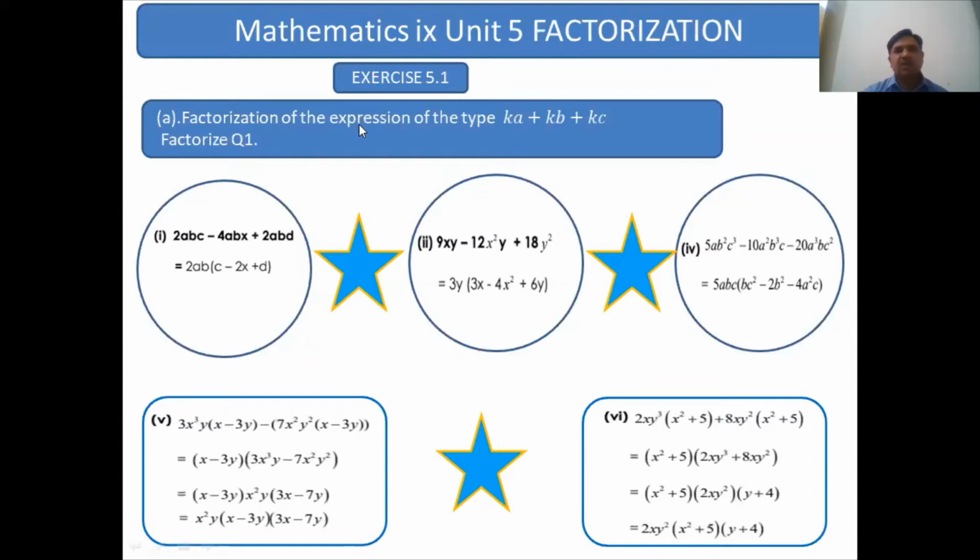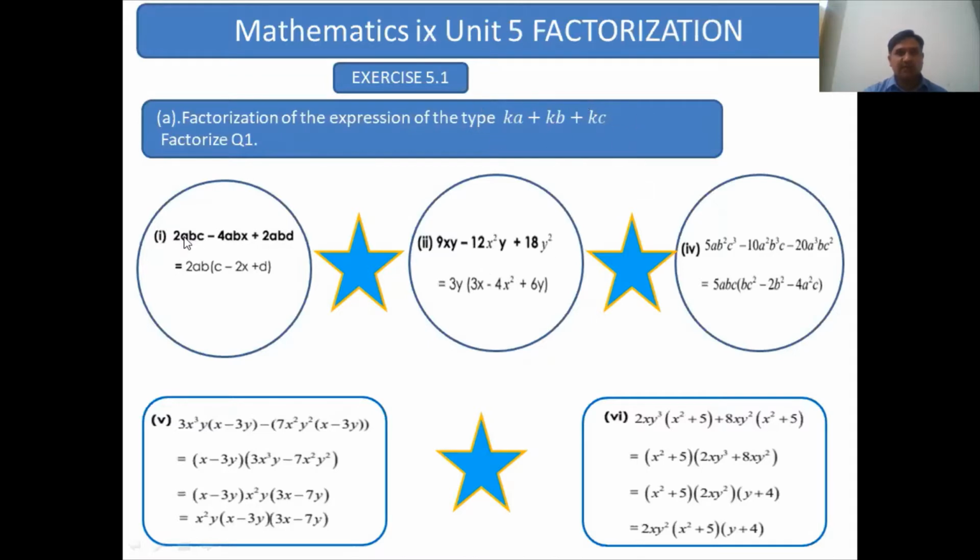Type 1, factorization of the expression of the type ka plus kb plus kc. In this type of expression, we just have to take the common term. Here you can see that these are three terms and k is common. So we can take k as a common and write this expression as k, and within brackets a plus b plus c. So question number 1 is of this type of expression.